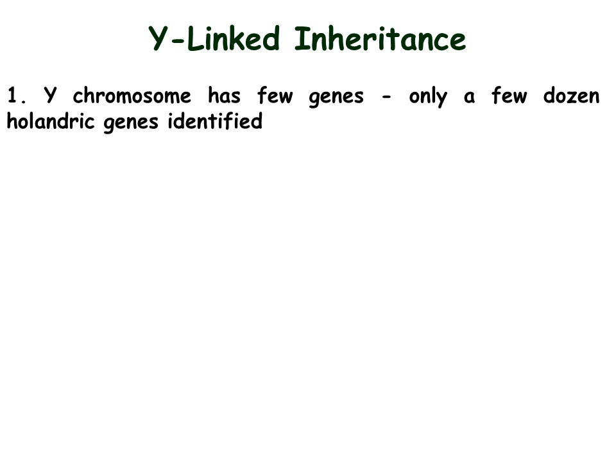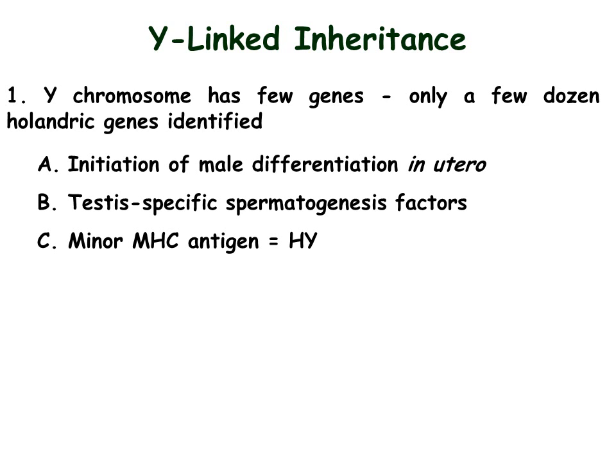Y-linked inheritance patterns are seen as well. The Y chromosome, however, has a lot fewer genes than the X chromosome. We've only identified a few dozen. For example, the initiation of male differentiation in utero, the testis-specific spermatogenesis factors, and there's even a protein expressed on the surfaces of male cells that women don't have that's known as HY, and it can sometimes lead to rejection of certain grafts if placed in a woman.